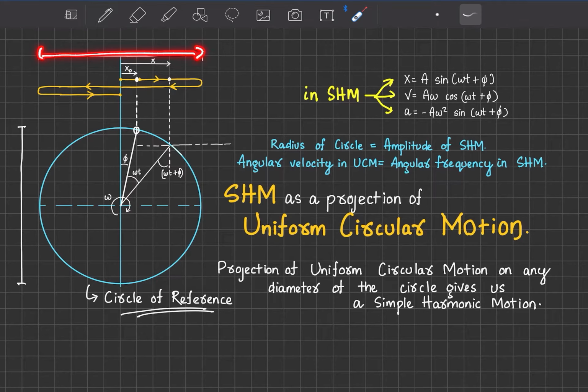I have taken a screen which is exactly matching with the diameter of the circle, and we will project the different motion parameters over this screen, or the diameter, and see if the parameters are in accordance with the expressions that we get in SHM, like the expression for displacement or velocity or acceleration in SHM. If they are matching, we will see. So now let's just start.